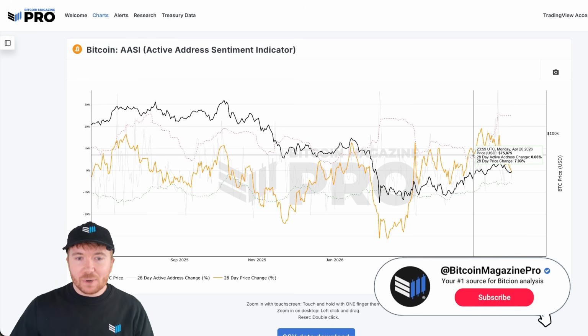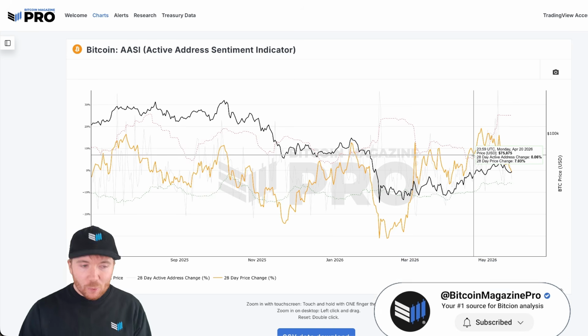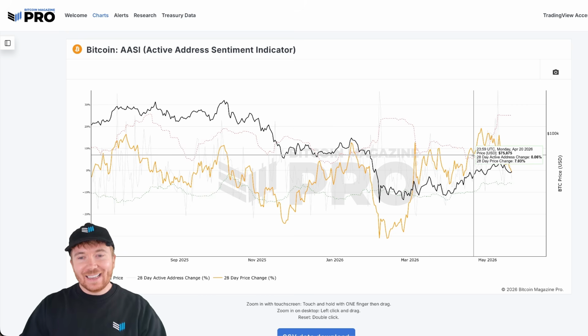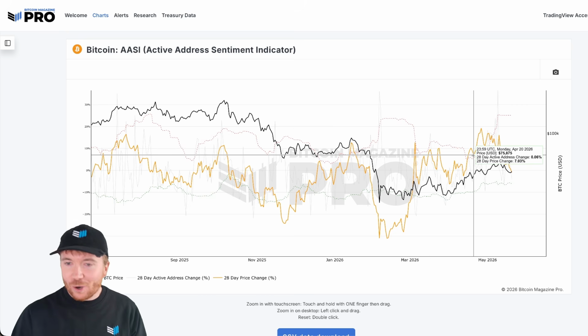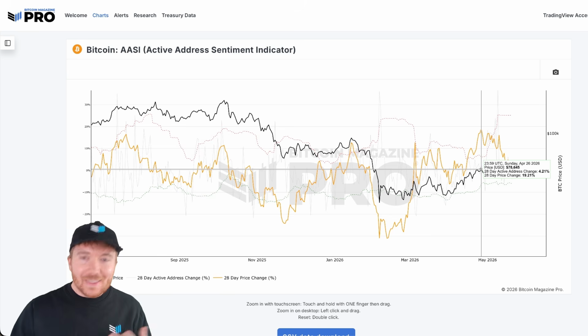Typically with Bitcoin, what we want to see is not just price increasing, but more people looking at this price increase and thinking, yeah, I want to get involved. Yeah, I want to start buying Bitcoin and using on-chain, etc. And in this move, we didn't really see that.